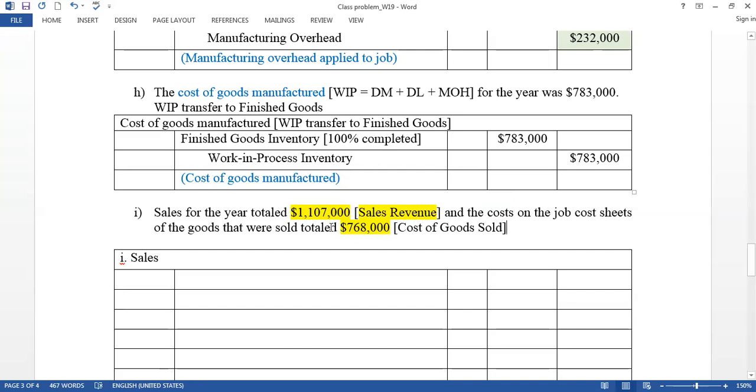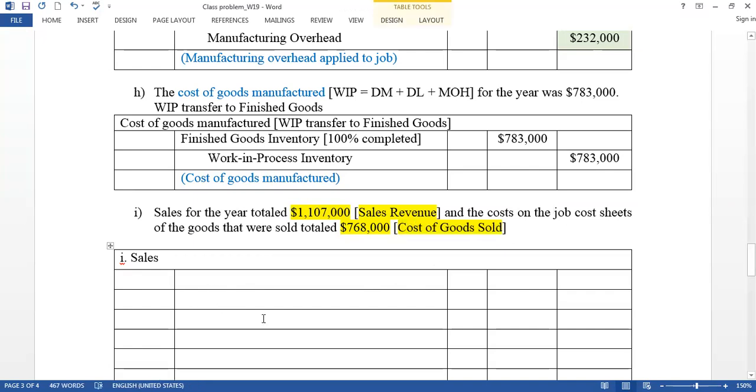Right? We sell our product, and other people give me $1,107,000. But before selling, I produce this product, right? My production cost is $768,000. So we have two journal entries, one for sales revenue, another for cost of goods sold, right?